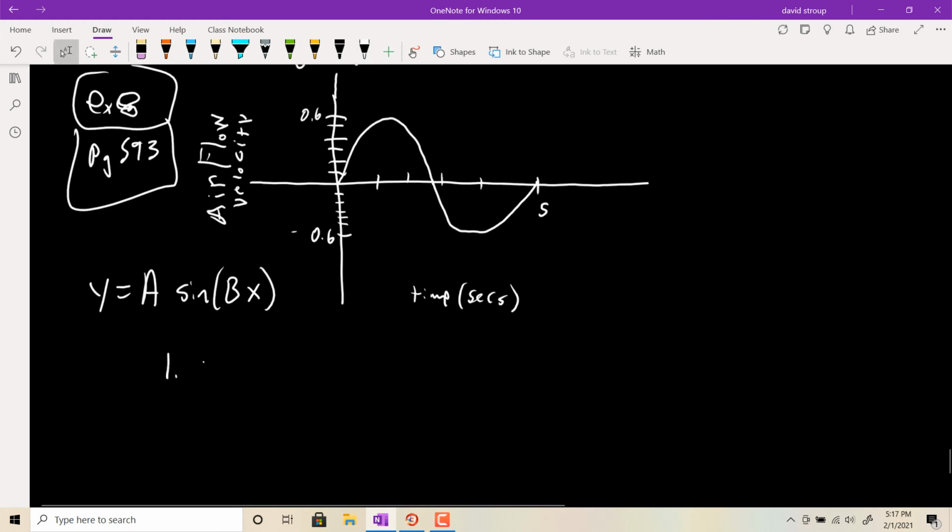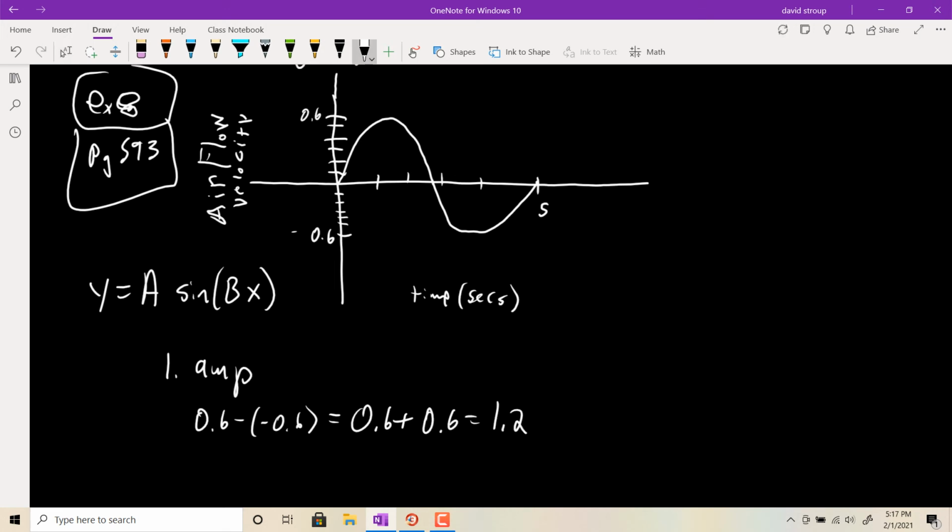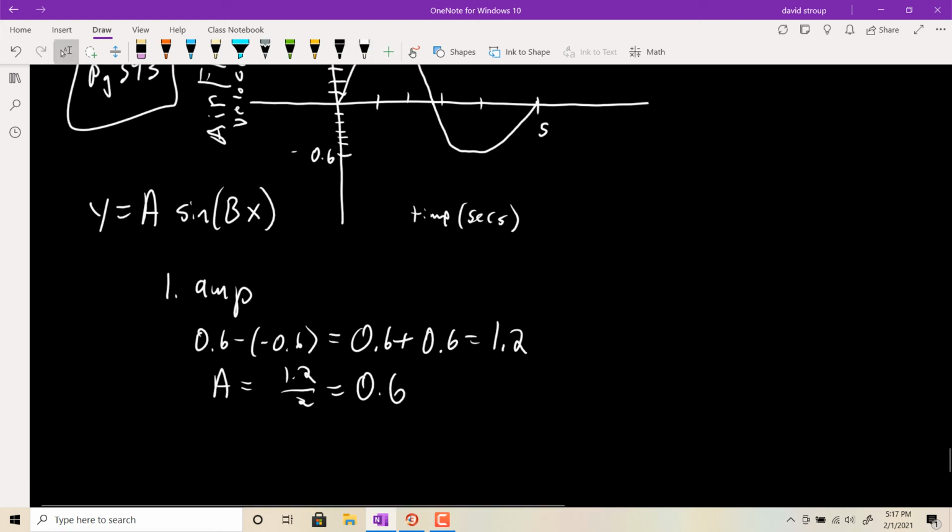first we would need an amplitude, and you can tell what the amplitude is, right? From the low point to the high point, what's the difference between the low and the high? It's 0.6 minus negative 0.6, which is 0.6 plus 0.6, which is 1.2. The amplitude is half of that, so 1.2 divided by 2, which is just 0.6. I guess you could kind of look at the picture and tell that, so maybe I did an overkill there.